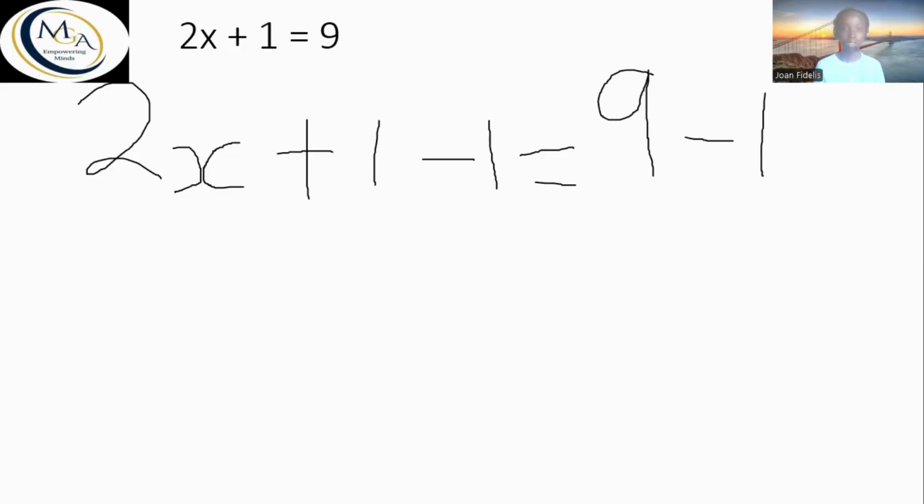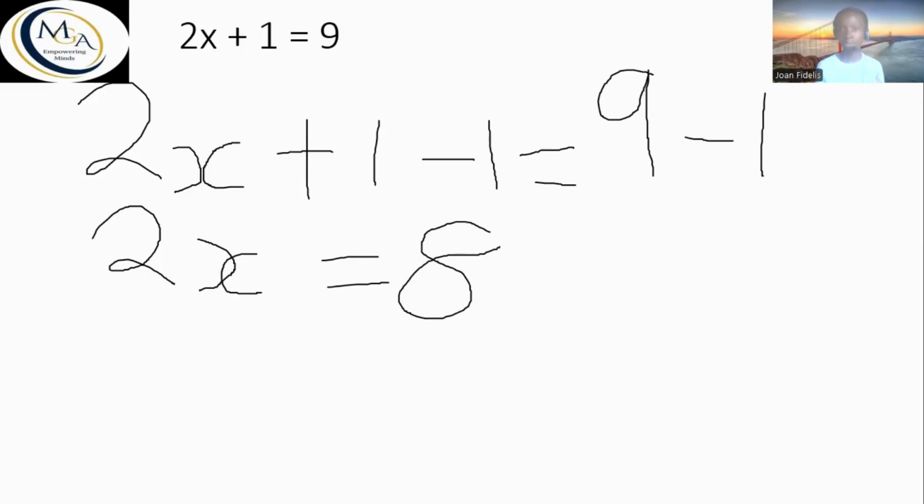So we bring our equation down, and then we have 2x is equal to 8, the 8 that we got from 9 minus 1. So 2x is equal to 8. And then the next thing we do, this is the second step of the equation. The first step was to find the inverse of plus 1, which is minus 1, and then we did that to both sides.